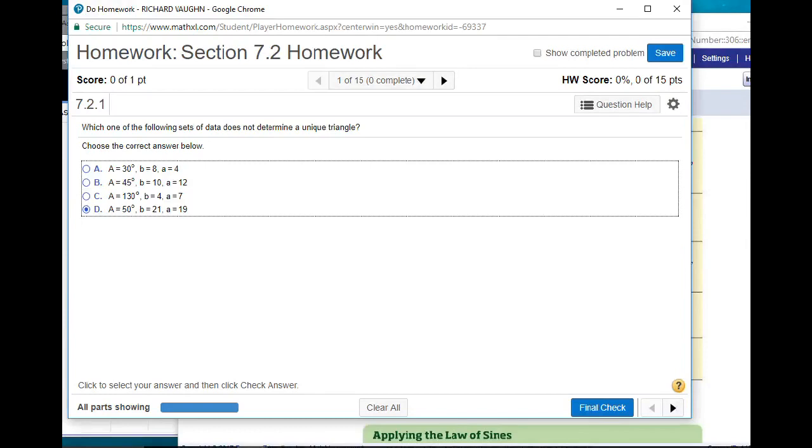This is on section 7.2, applying the law of sines. We're looking at the homework. Here's question 1. Which of the following sets of data does not uniquely determine a triangle?